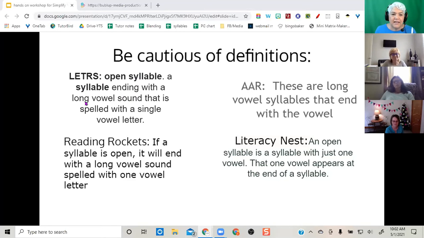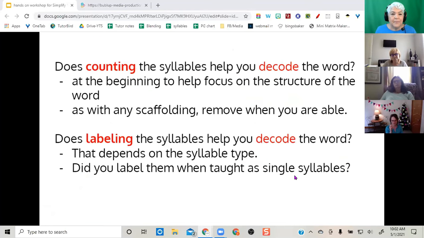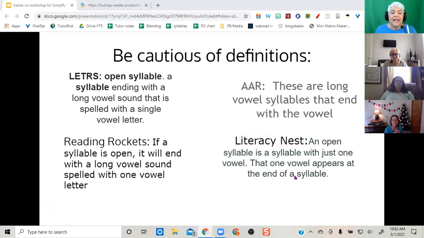Some people say it is a long vowel sound spelled with a single letter. It's a syllable with a long sound spelled with the vowel at the end. So some people connect it to the long sound. Some people say it is a syllable with the vowel at the end of the word. Very fine programs, if they can't agree on the definition, do we need to make our students accountable for it?